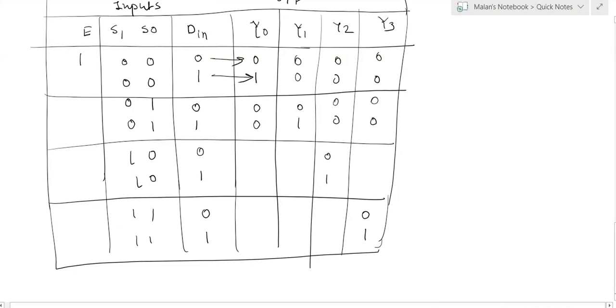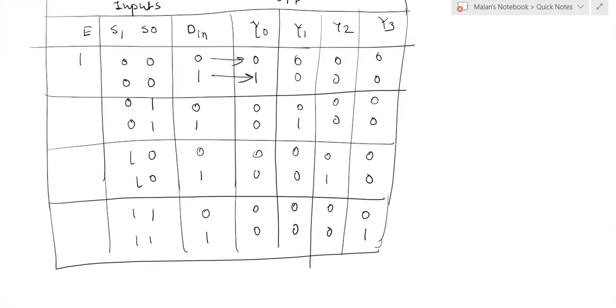When the select lines are 1 0, the input is routed onto the Y2 line and the remaining output lines display 0. Similarly, when the select lines are 1 1, the data input is routed onto Y3 and the remaining output lines display 0. Clear? And when the output is routed onto the output lines, the enable signal is active high. Now it is possible that the enable signal is active low.